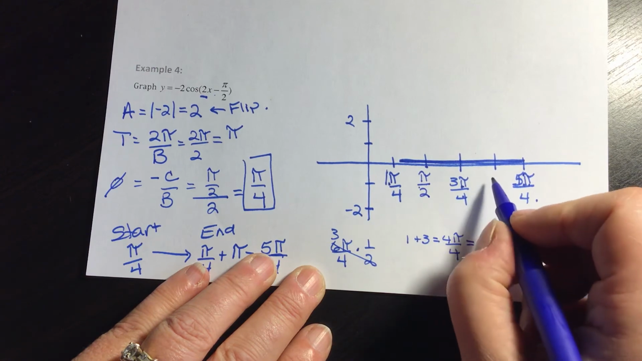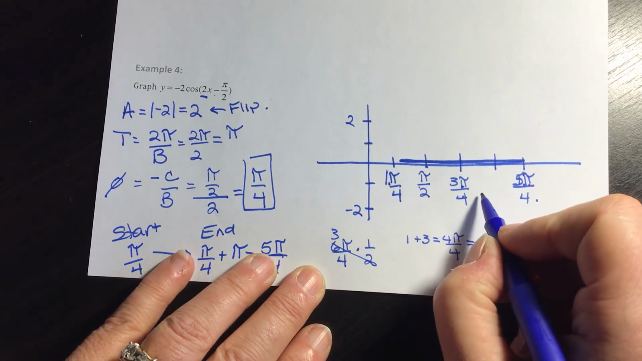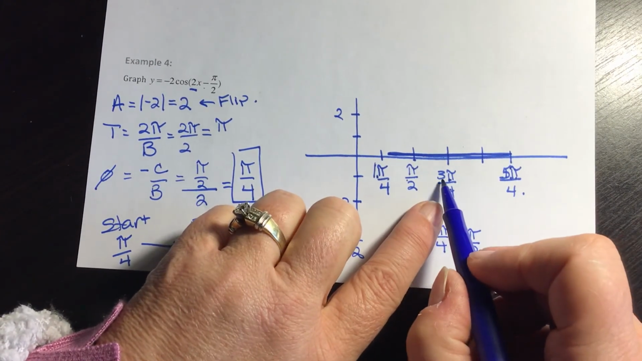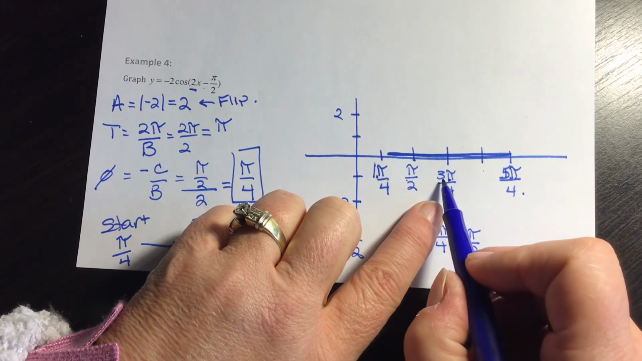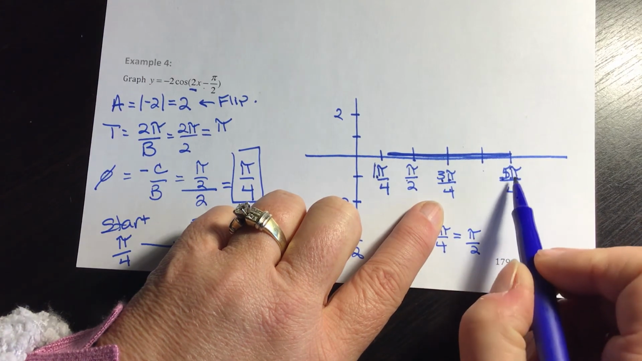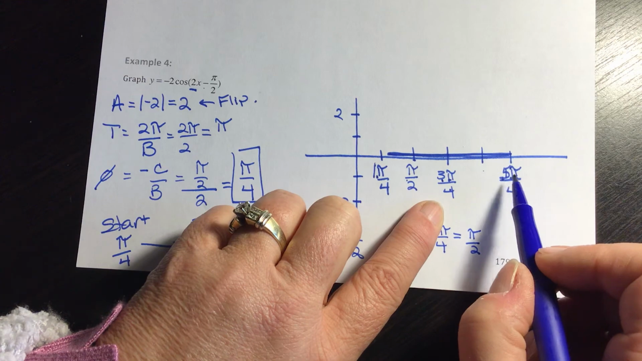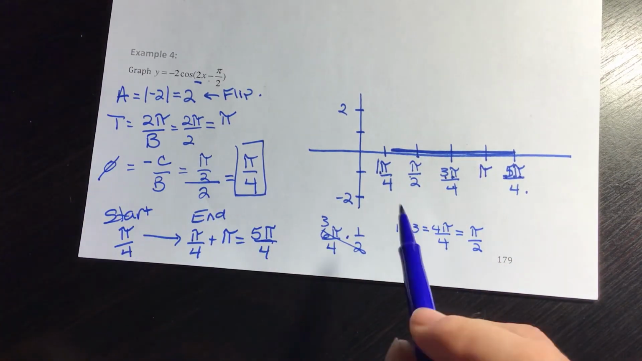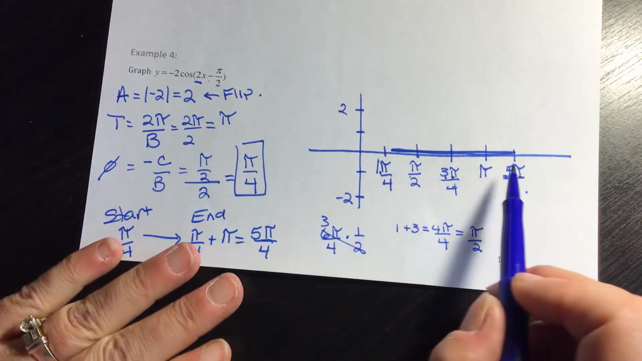And this must be 3 pi. Let's do this. So this must be pi. So if I add 5 and 3 is 8 pi over 4, that's 2 pi, and then the average of that would be 1 pi. All right, so add them up, divide by 2 for each of these sections.